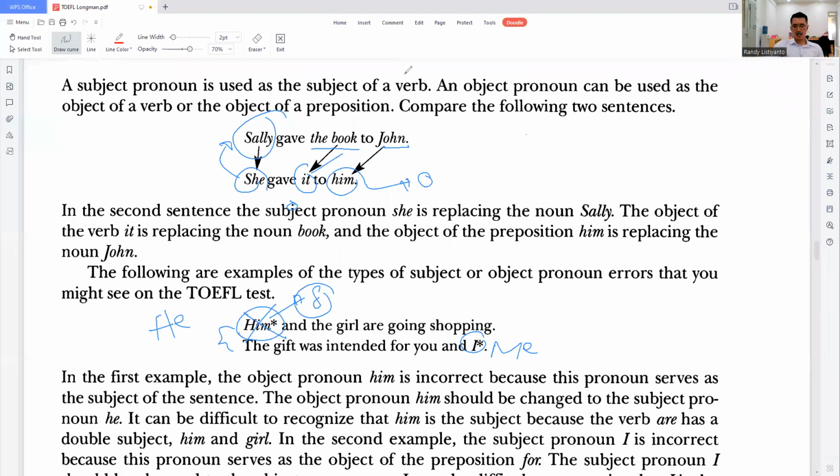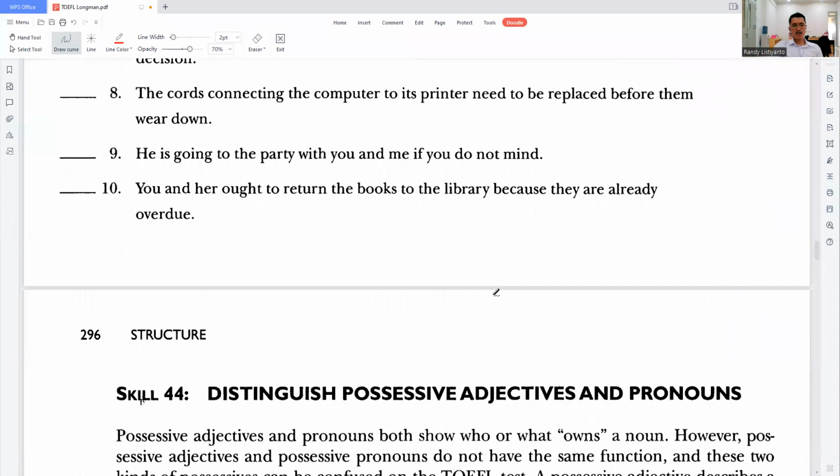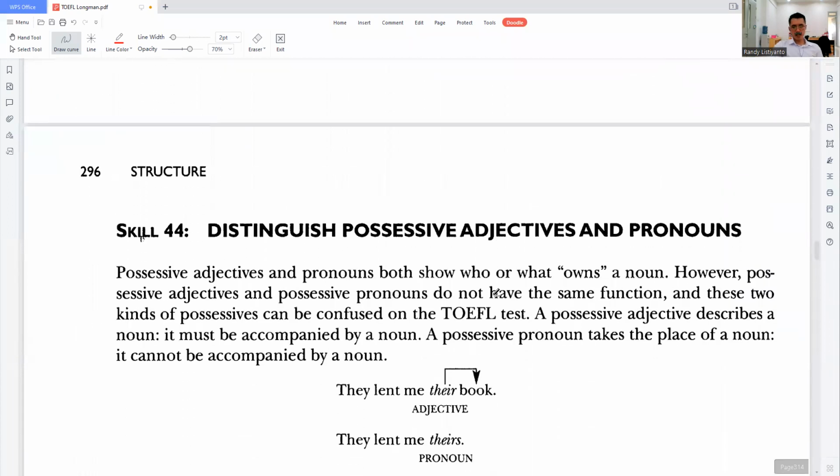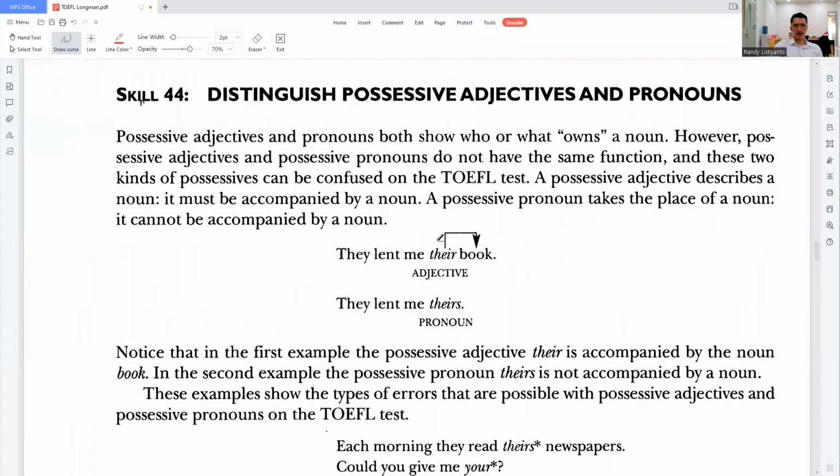Okay. Let's continue. The next discussion is about possessive adjectives and possessive pronouns. Okay. Say this. They lent me their book, and they lent me theirs.